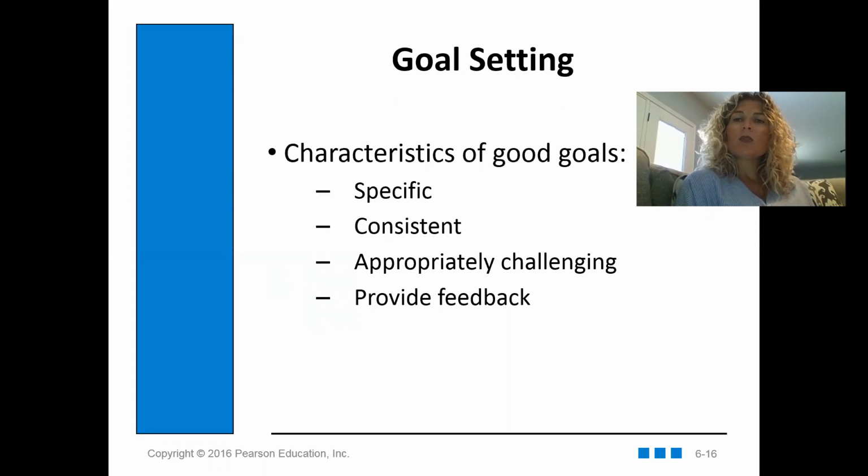So it should be a continuous process. We might need to alter the goals. Things change in our environment. And so making adjustments is also something that would be part of that continuous process.